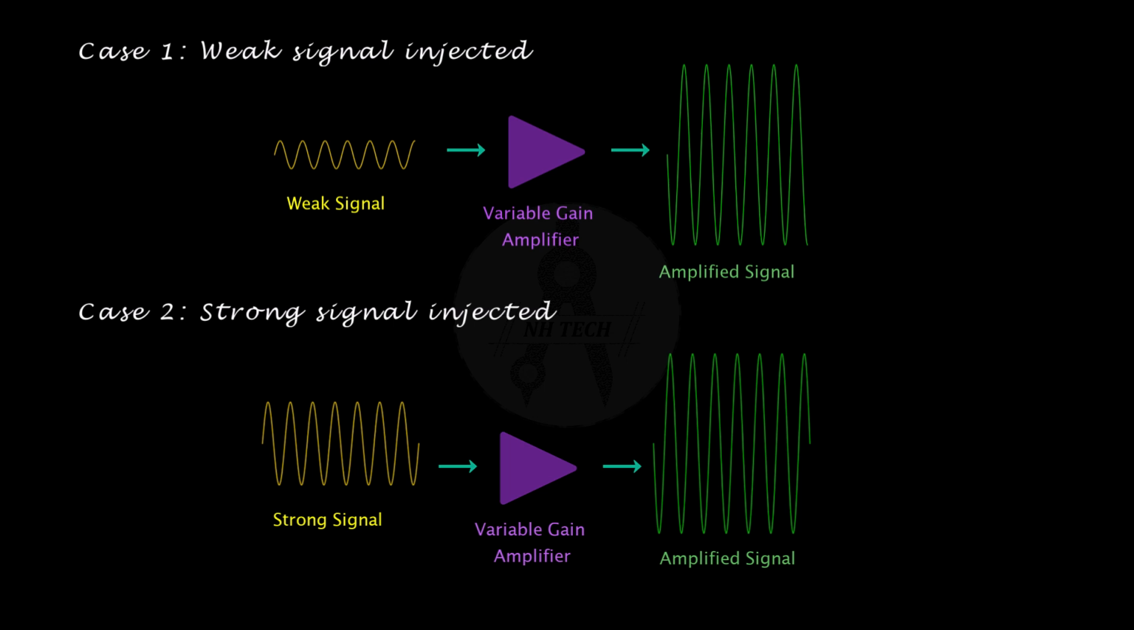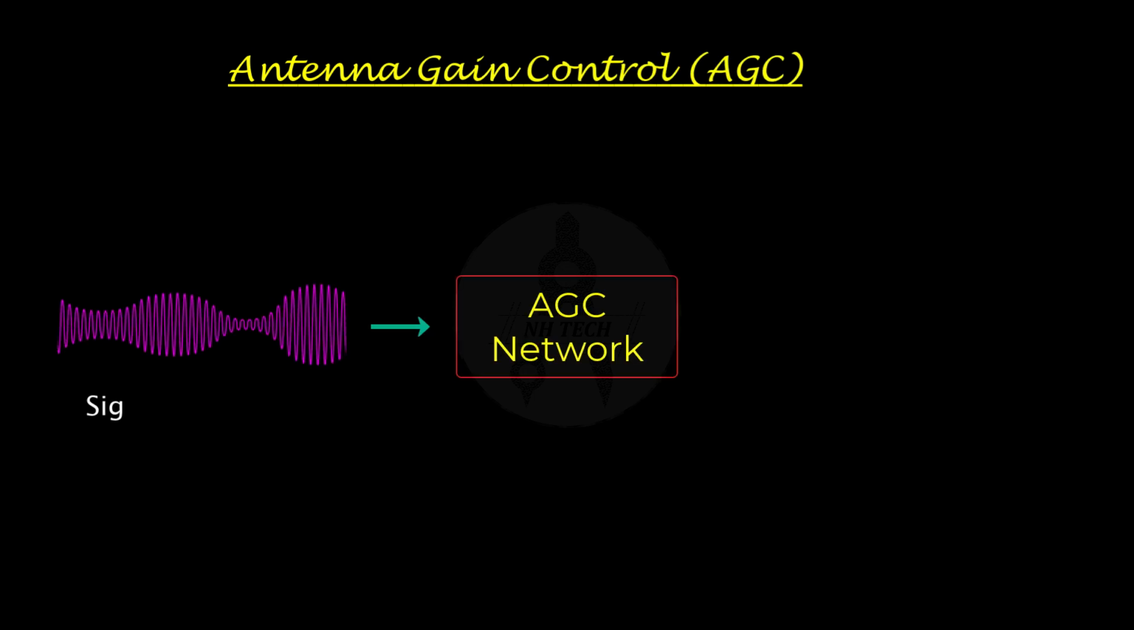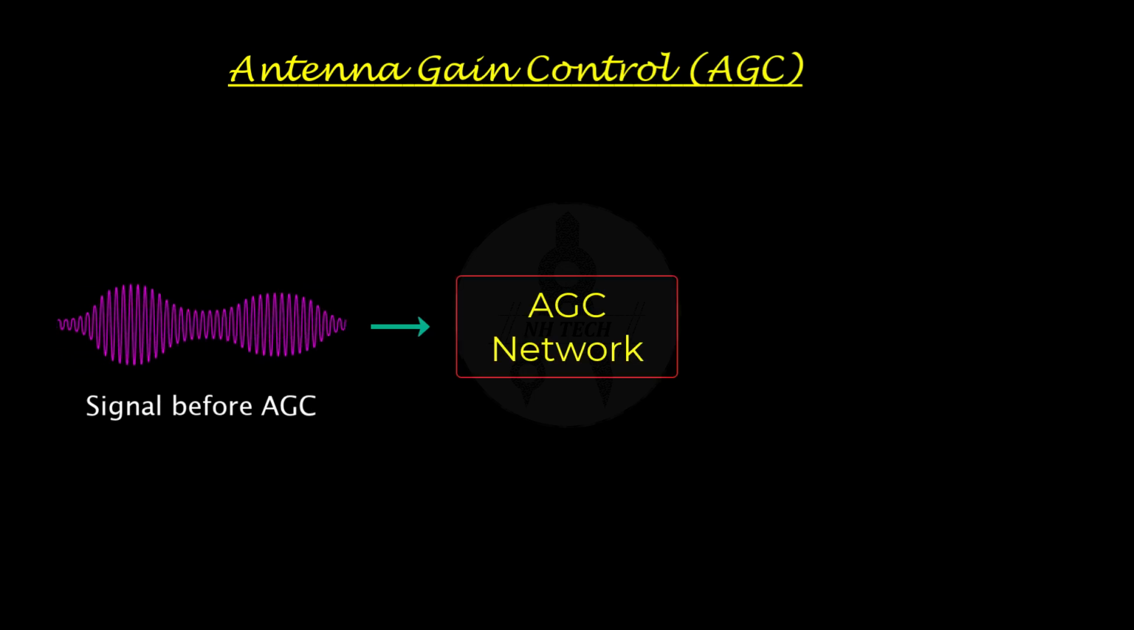On the other hand, if we keep the gain low to handle strong signals, then weak signals may fall below the noise level and become impossible to detect. So, there is always a trade-off between handling weak and strong signals, and this is exactly where automatic gain control, or AGC, comes into play.